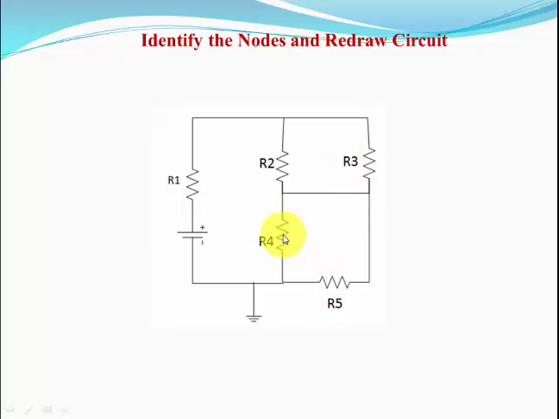Also look at those two. They share this node and another node here. This is a node. This is another node. So R4, R5 is actually also in parallel. So if we re-sketch the circuit, it will be easier to see.